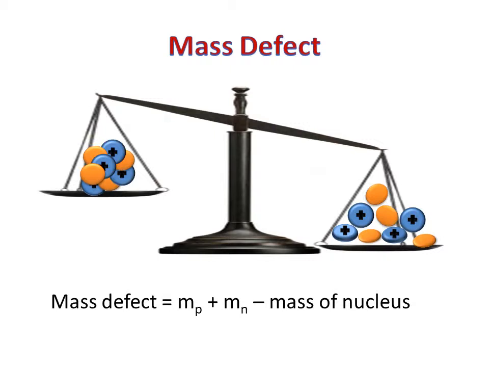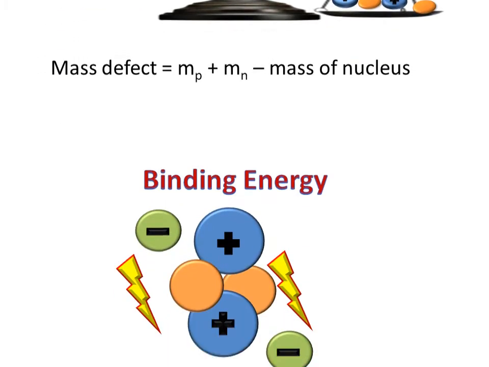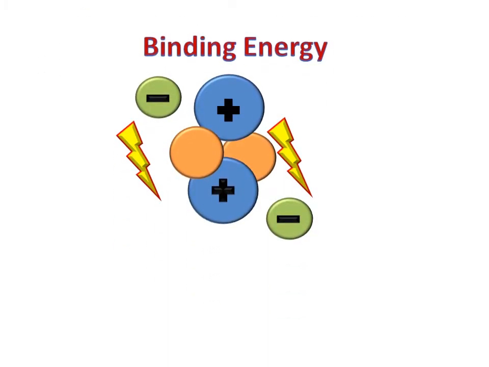The mass defect can be found by taking the mass of the individual nucleons and then subtracting the total mass of the nucleus. The mass defect is the cause of the binding energies of the particles in the nucleus.